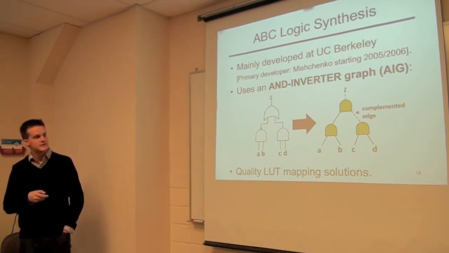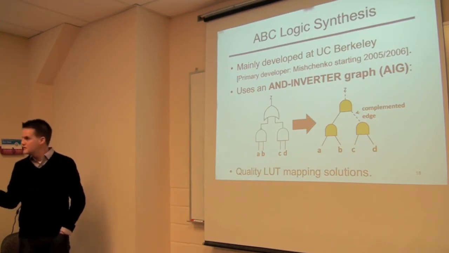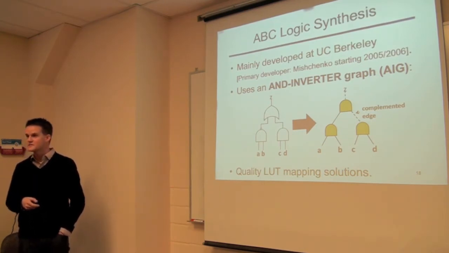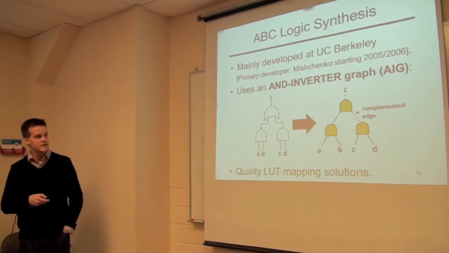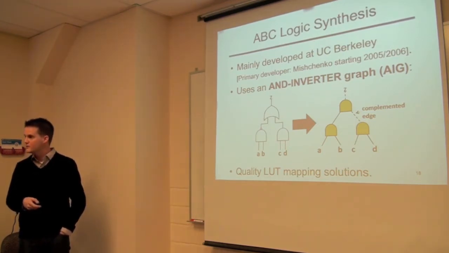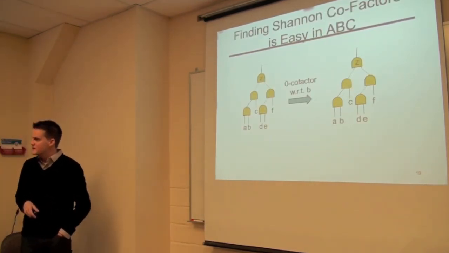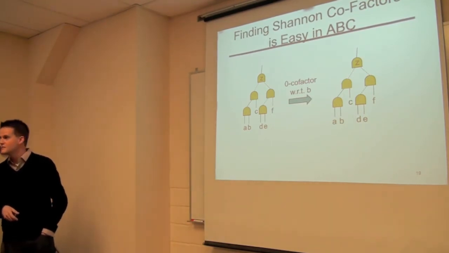Now, despite this simple data structure, in logic synthesis today, all the highest quality LUT mapping results and even logic synthesis results are actually coming out of ABC, despite the simplicity of this data structure. Okay, so you actually get very good mapping solutions when your input netlist is represented by the simple AND-inverter graph. So I said it's easy to find these Shannon cofactors with ABC. Why is that the case?